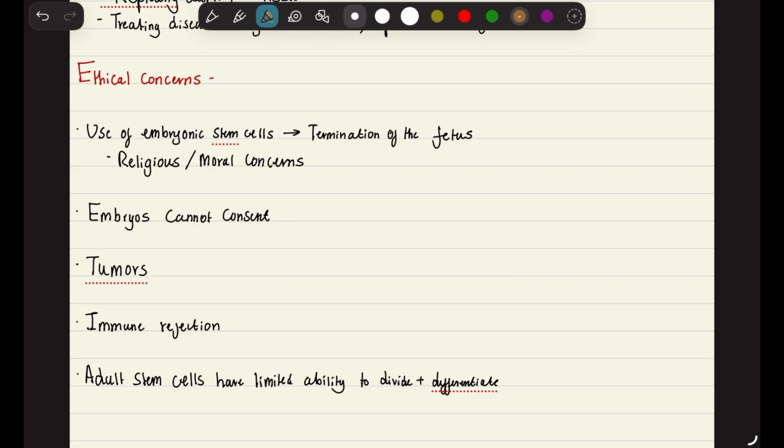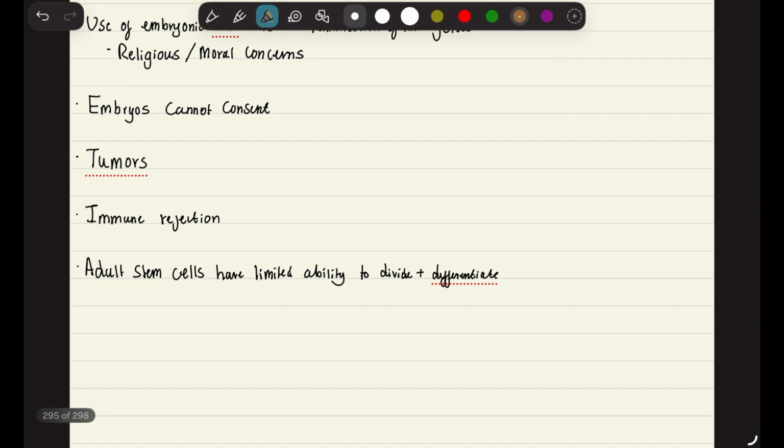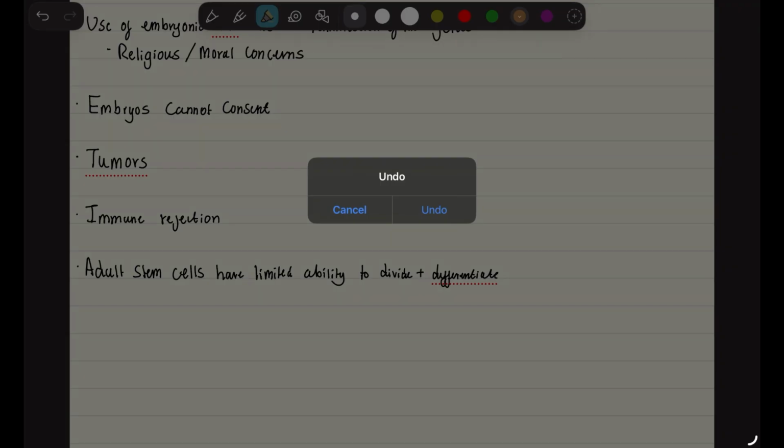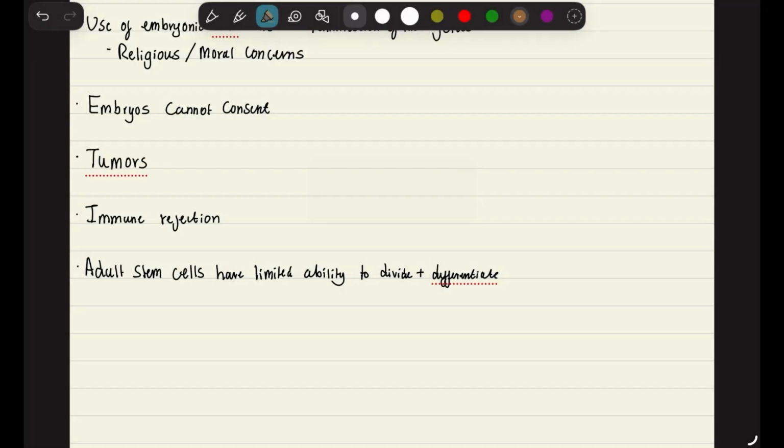Imagine taking the stem cells from the embryos that are terminated, and then the person who receives them has their immune system reject them, right? Not great. And also your adult stem cells have a very limited ability to divide and differentiate. So again, it's not really ideal, and that's why we kind of prefer the embryonic ones. However, you can do a bit more research. Sorry about that popping up. You can do a bit more testing to see if it's more viable. So I guess that would be a benefit of the adult stem cells.